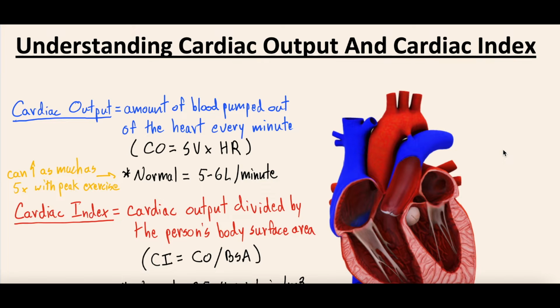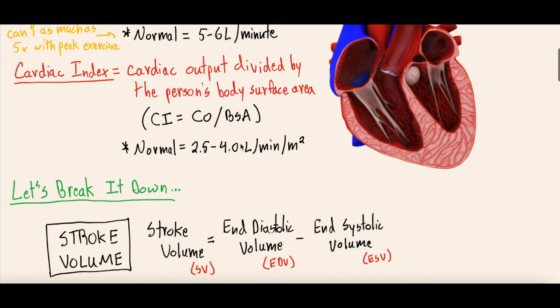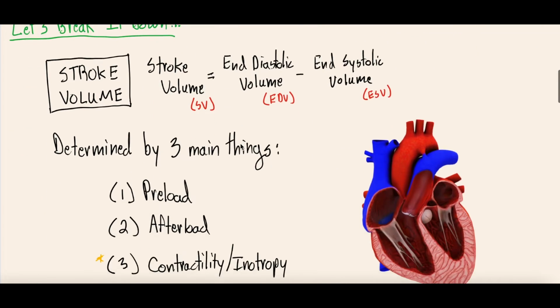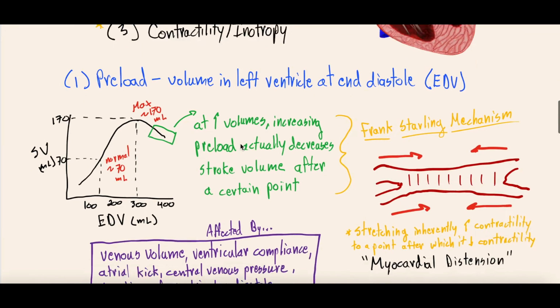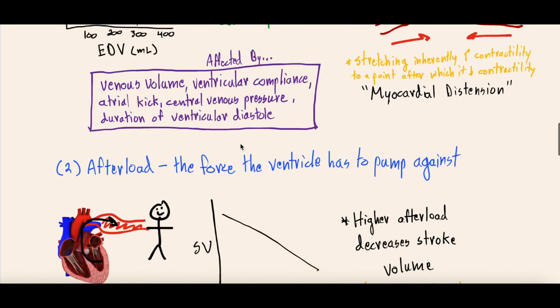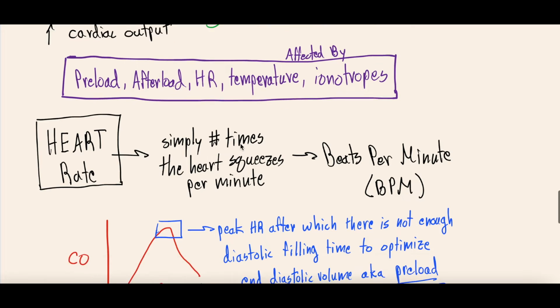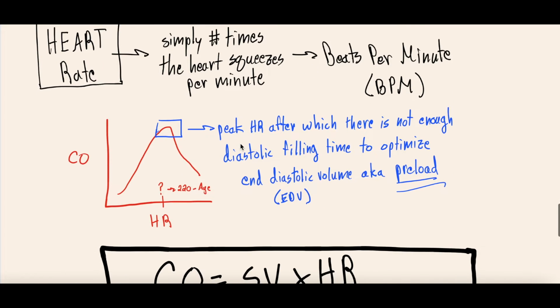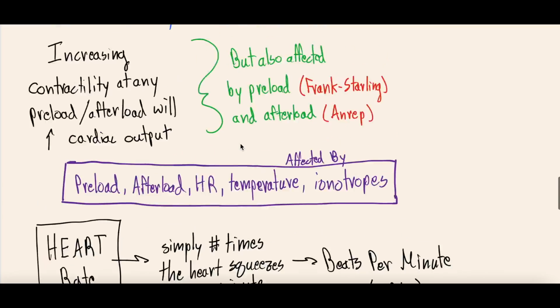We're going to work to explain these two concepts clearly, break them down into both their mathematical equations as well as their different components. We're going to talk about stroke volume, preload, afterload, contractility, Frank Starling curves, Anrep effects, the components of contractility. We'll talk about heart rate, beats per minute, when that heart rate is actually too fast, and then we'll summarize it with a few equations at the end.